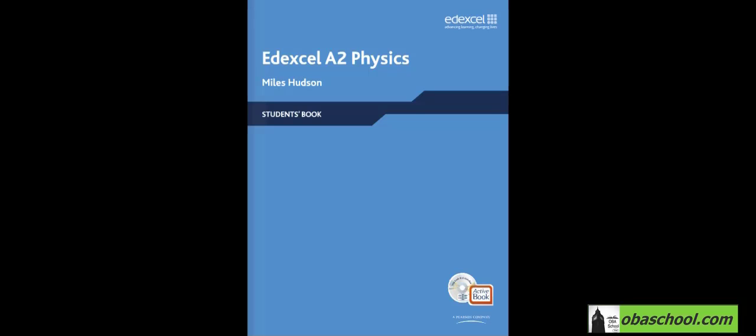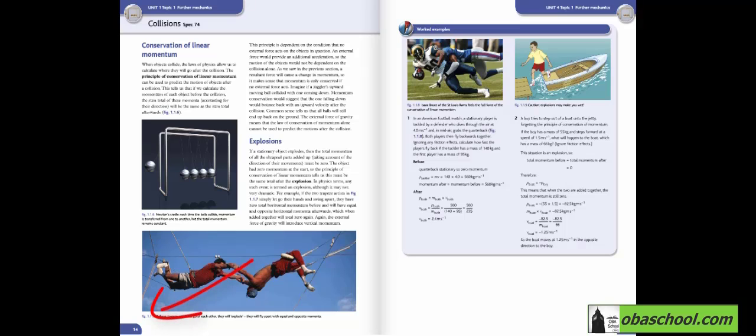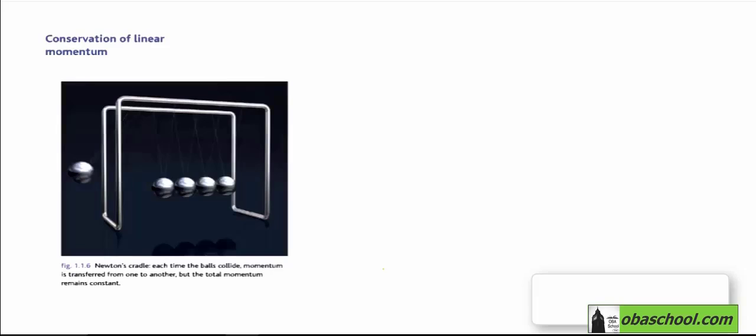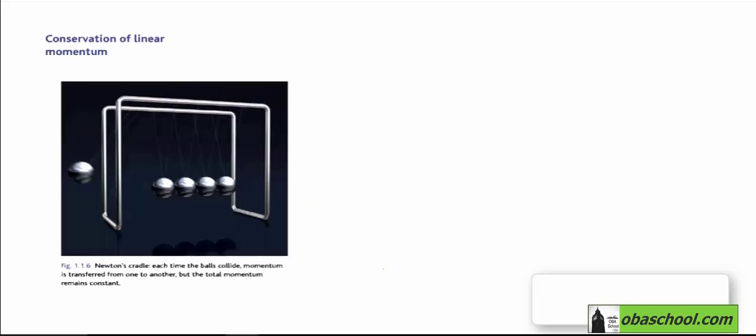From our book Edexcel A2 Physics, we are going to move on to studying the conservation of linear momentum, which is found on page 42. First of all, we are going to take this picture of a pendulum. As you can see here, the pendulum is a structure made up of several identical shapes that are hanging on the same exact rod.